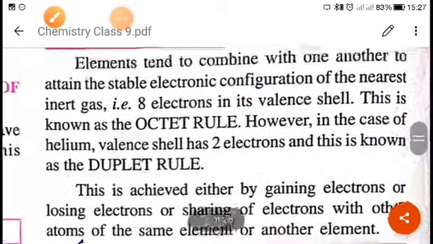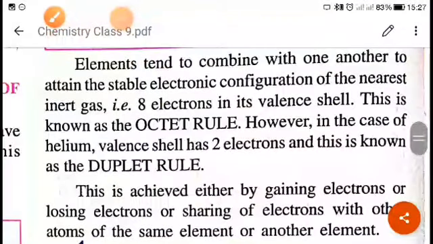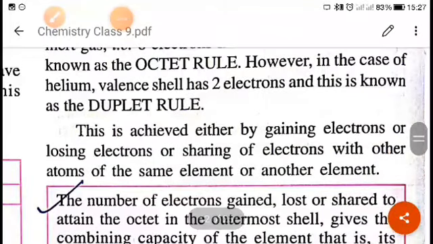So why are these elements combining? Elements combine to attain 8 electrons in their valence shell, which is also called the octet rule. To attain an octet, the elements combine. And to achieve 8 electrons in its valence shell, the atom will either give electrons or take electrons.